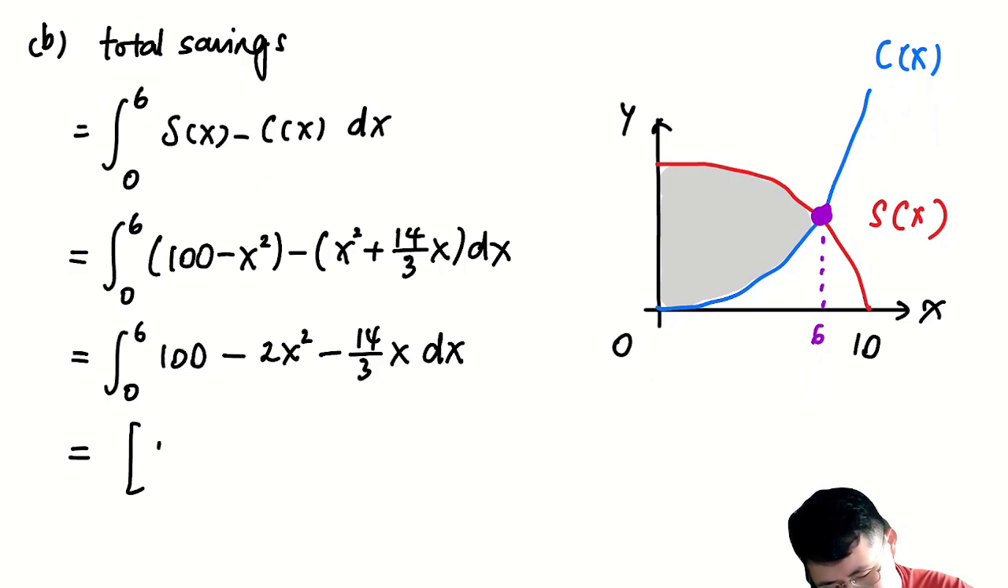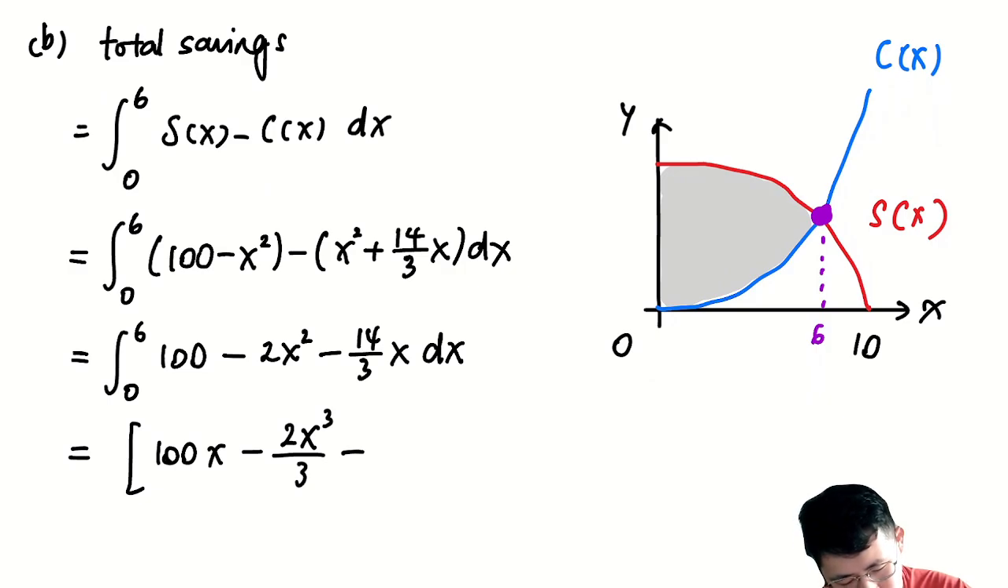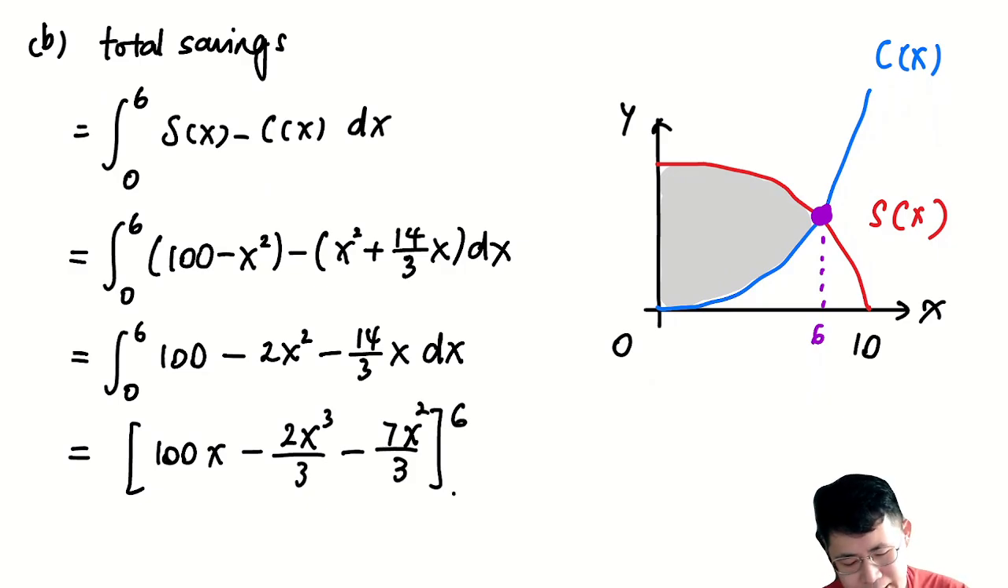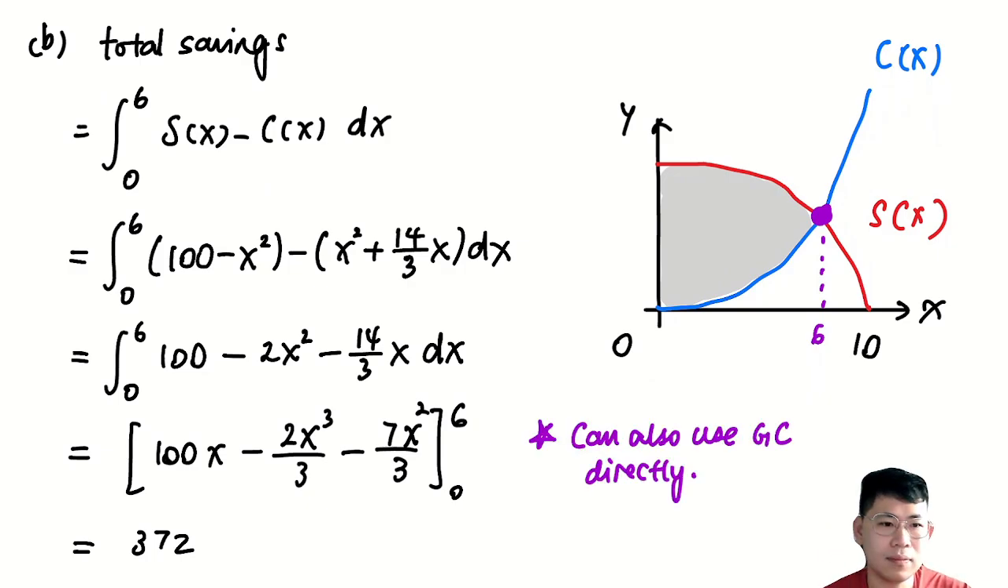So it will be 100x power 0 plus 1 becomes 100x. This one will be 2x, power plus 1, divided by the new power. This one would be x squared, then divided by the new power, which will be 7 over 3. So something like that, x squared, then from 0 to 6. So subbing in, we would have 372. So let me put in this thing over here. Something like that.